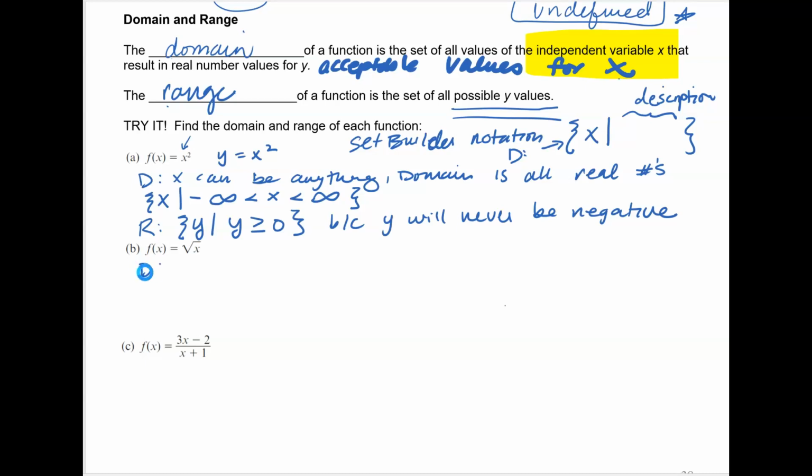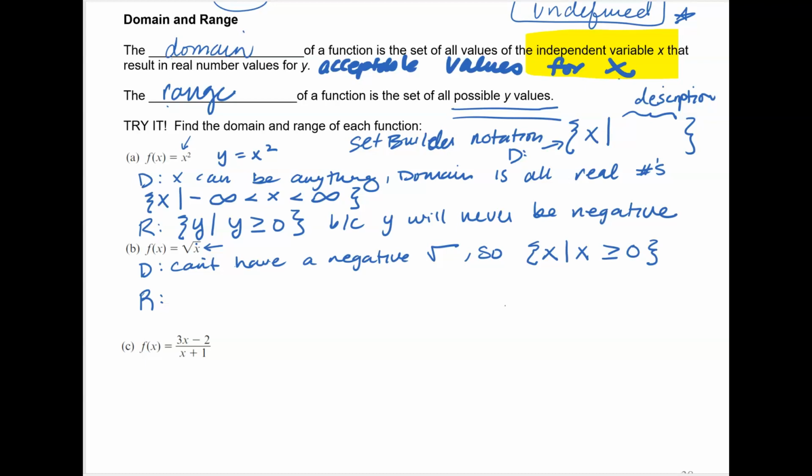So let's start with domain. So what x's are allowed? Can you plug in anything for x? And with a square root, the answer is no. You can't have a negative square root. So we want x to always be positive. So I'm going to write the domain as all values of x such that x needs to be greater than or equal to 0.